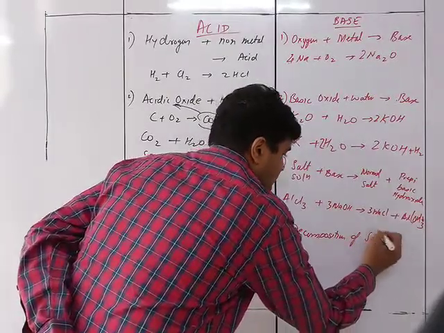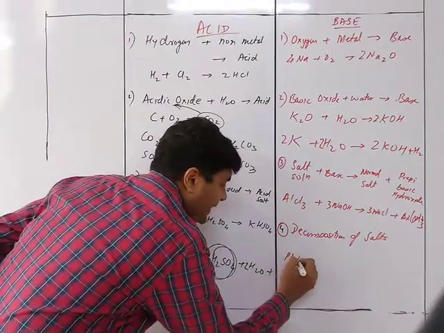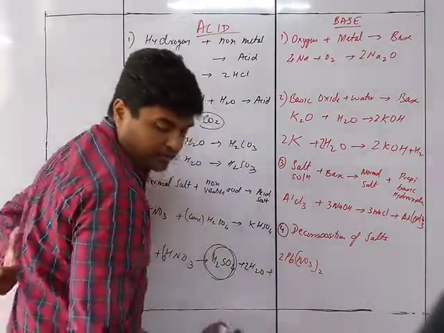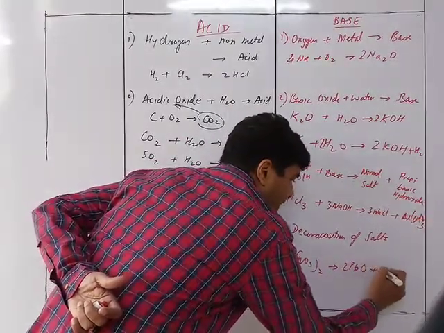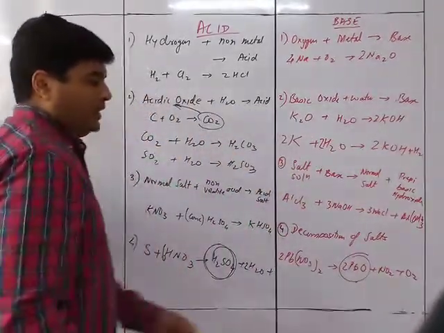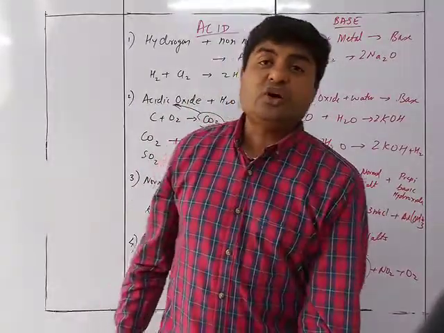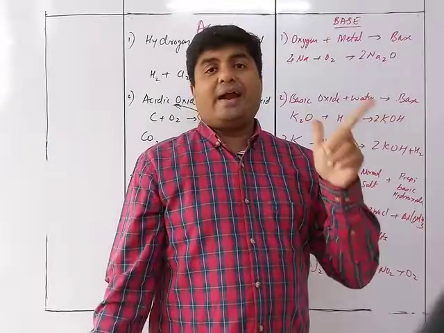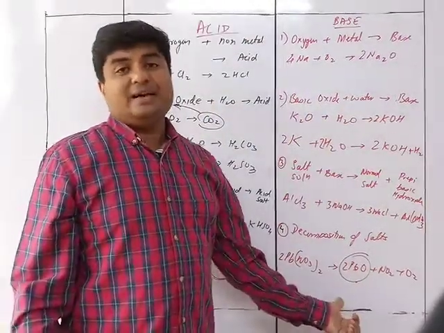So the fourth one is by decomposition of salts. The salts, when they decompose, like 2Pb(NO3)2, is going to give me 2PbO plus NO2 plus O2. Now this is what I am talking about, the metallic oxide. We know the definition of base: all metallic oxides, metallic hydroxides and ammonium hydroxide. So this is a metallic oxide, hence this is a base.